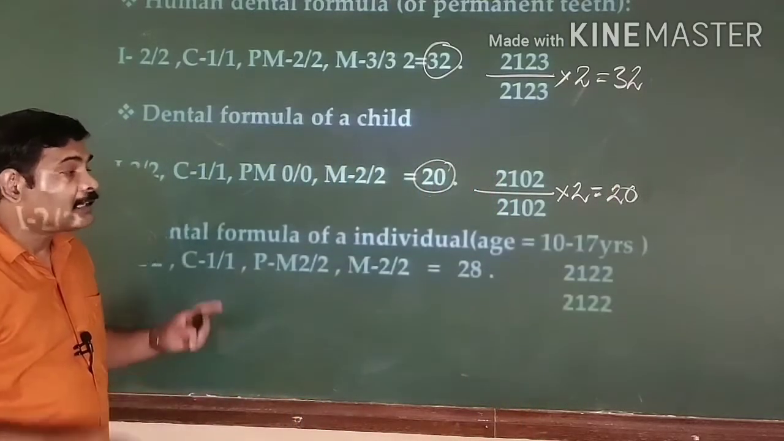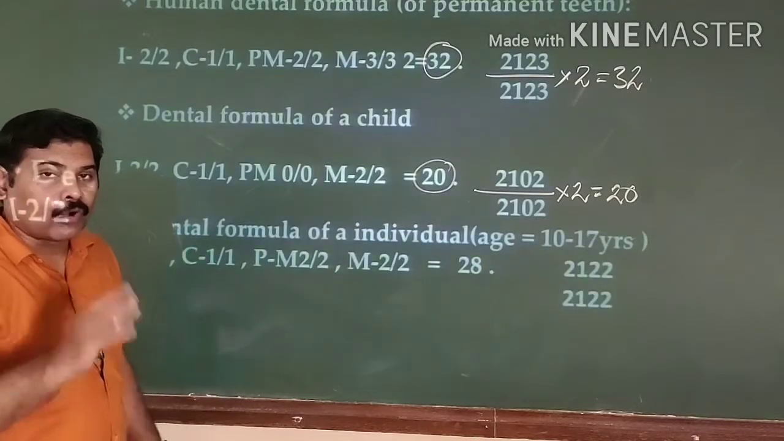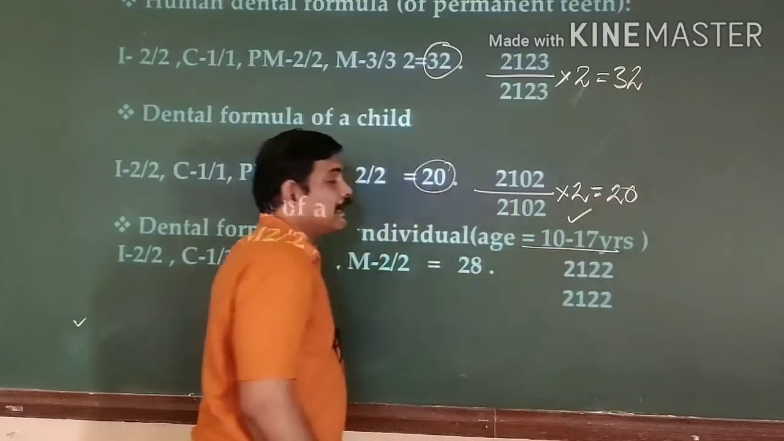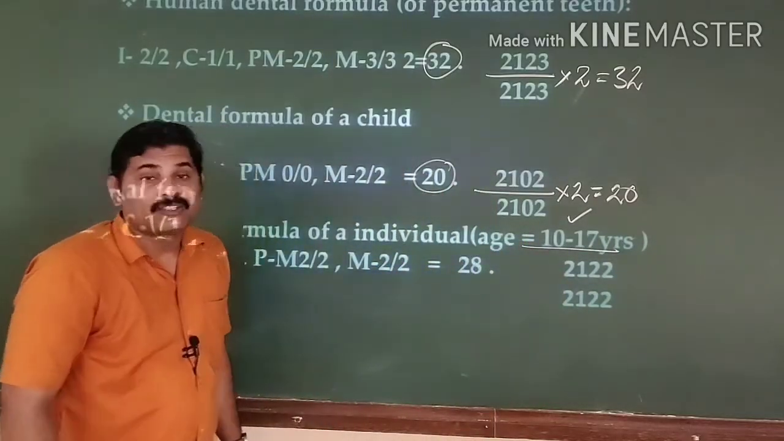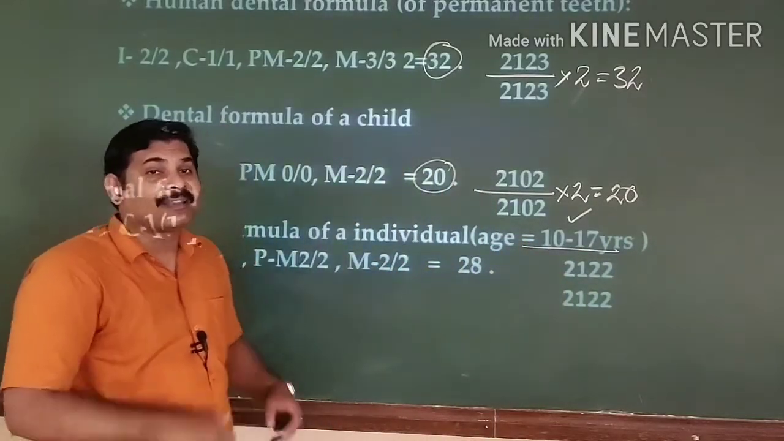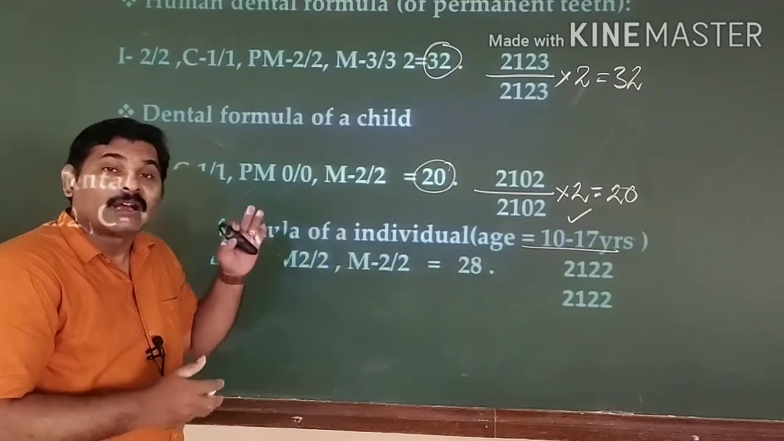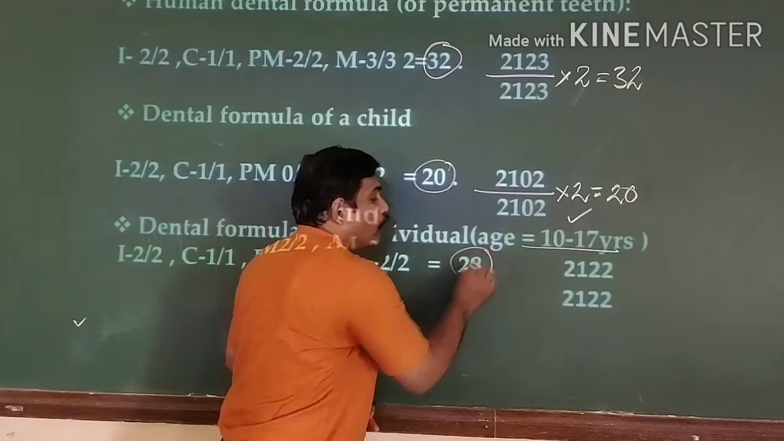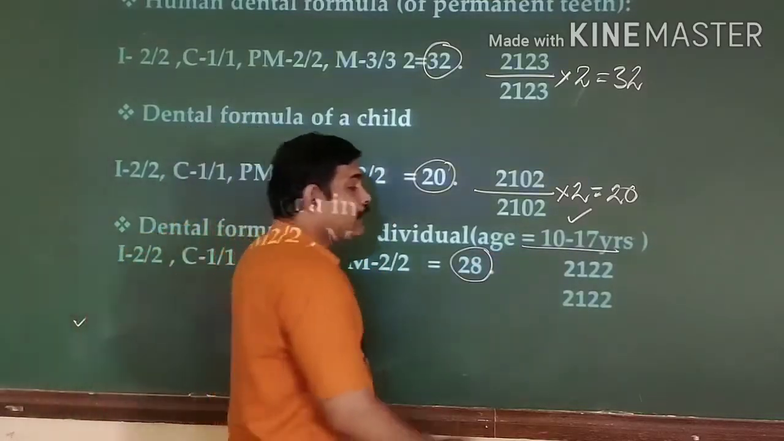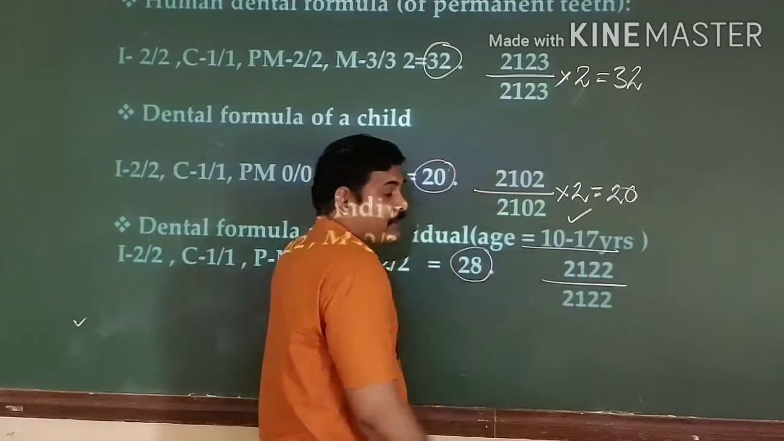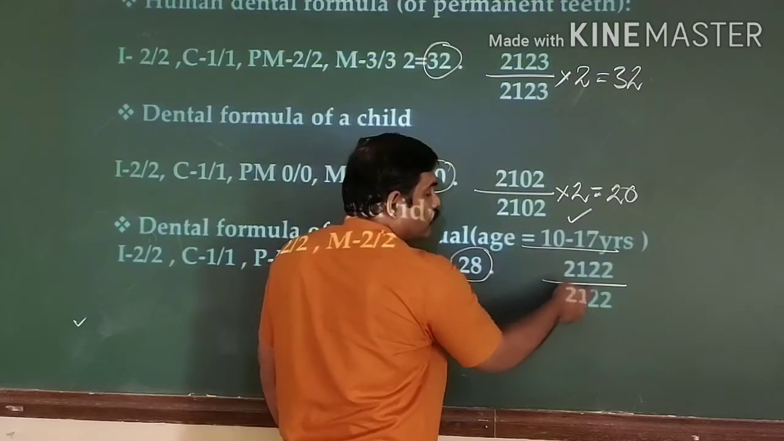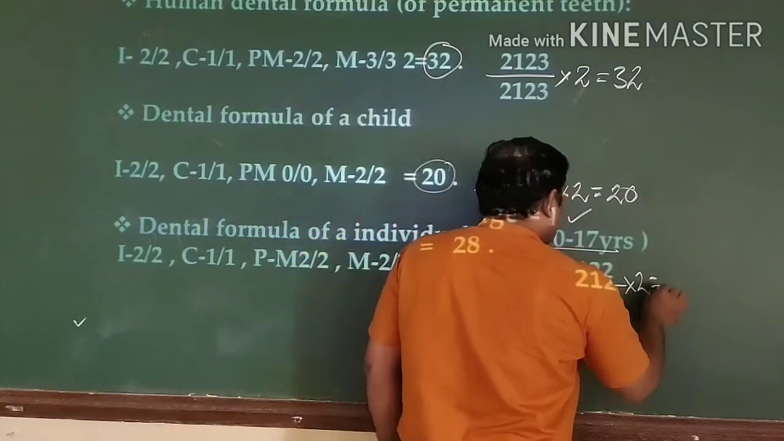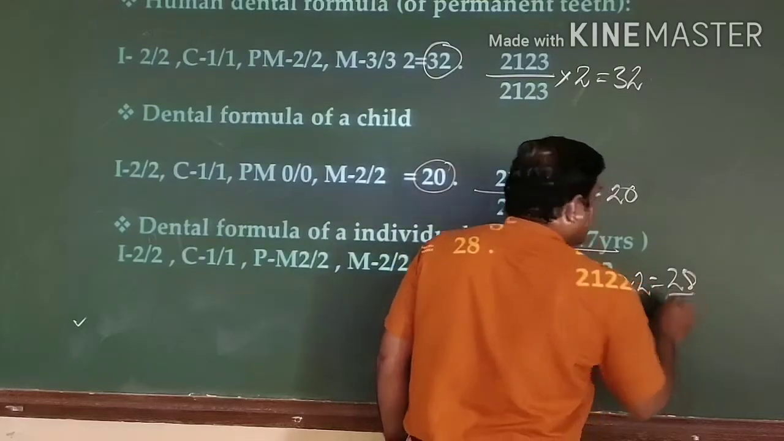And whereas the school going children like you all, if you take the 10 to 17 years age span children, generally they have a different dental formula, and the total number of teeth in their body is 28. The dental formula within them represents 2 by 2, 1 by 1, 2 by 2, 2 by 2 again. So there you can see altogether 28.